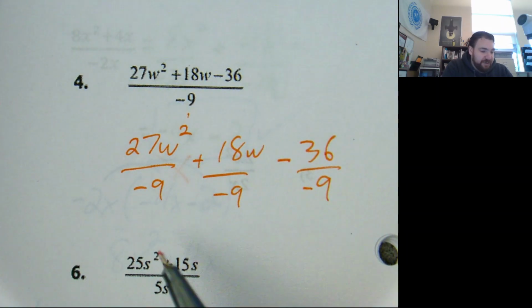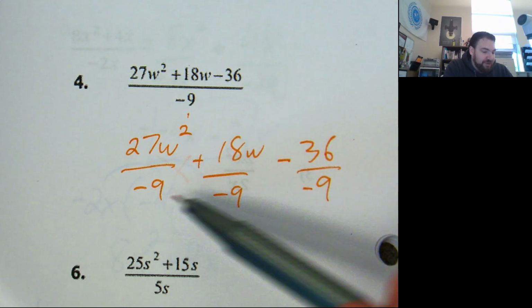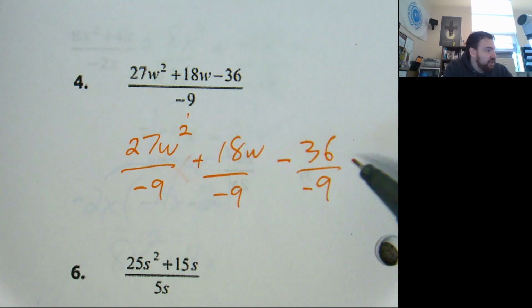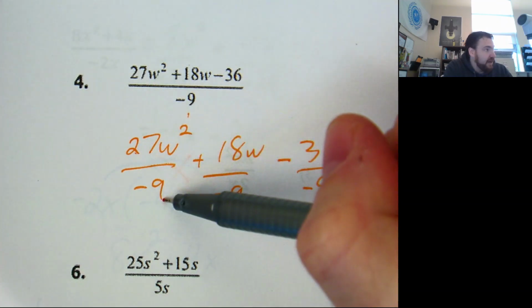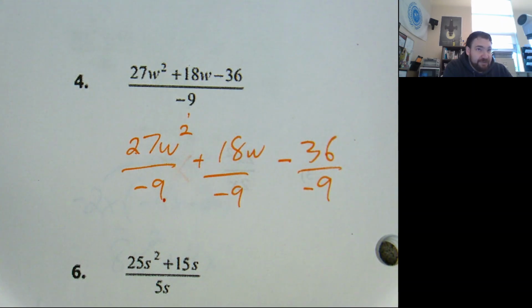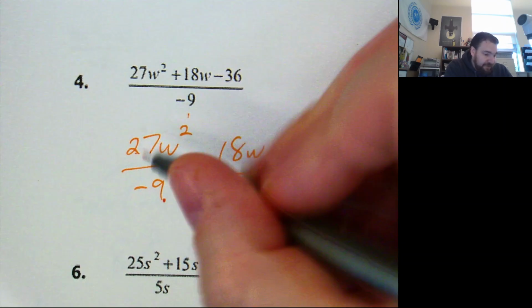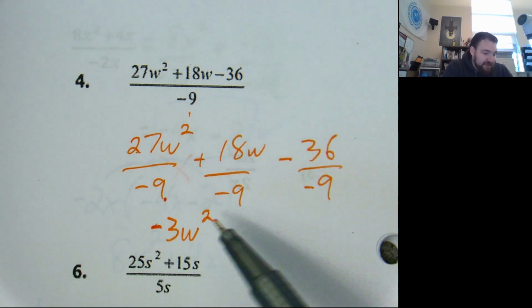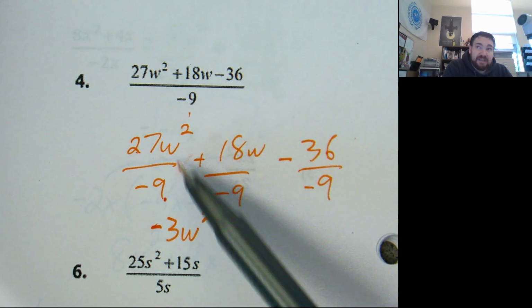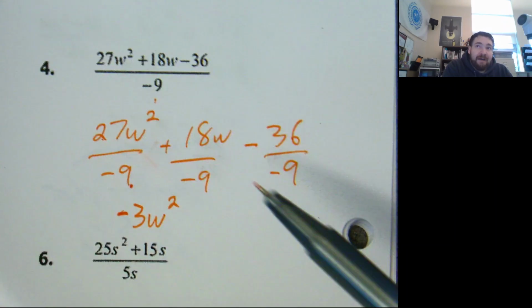And now we're going to march through each piece. Now there are no w's in the denominator, so the w's are never going to change. So let's just look at all these other pieces. What's 27 over -9? Now you've got your multiplication tables. You have access to a calculator for this chapter, or you can do it in your head. 27 over -9? -3 w squared. This comes along for the ride because there's nothing reducing it.